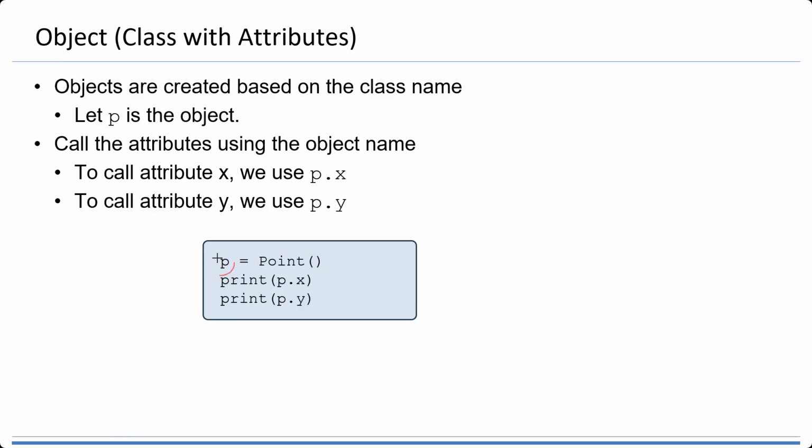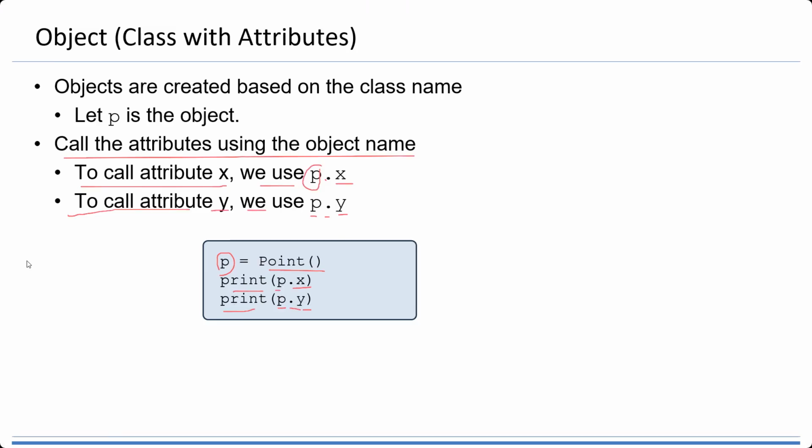Because P is from the class Point, now I can call the attributes using the object name. To call the attribute x, we use P dot x. And to call the attribute y, we use P dot y. So we can print P dot x and we can print P dot y.